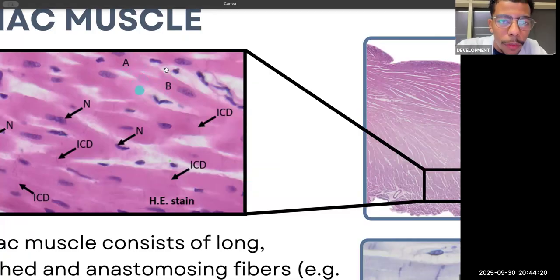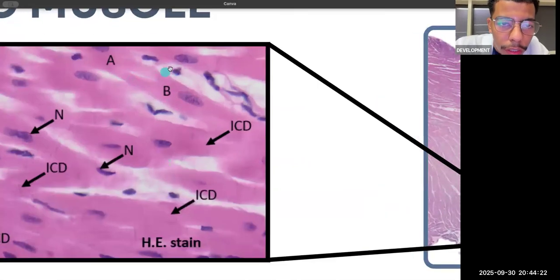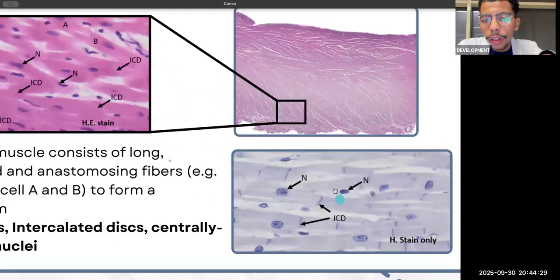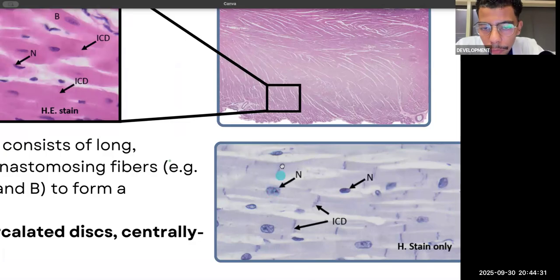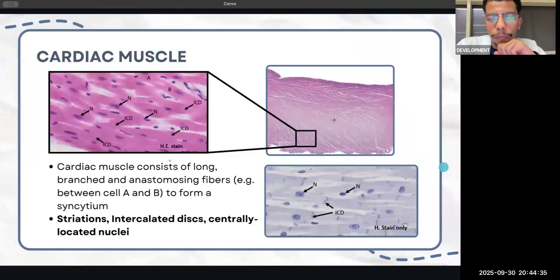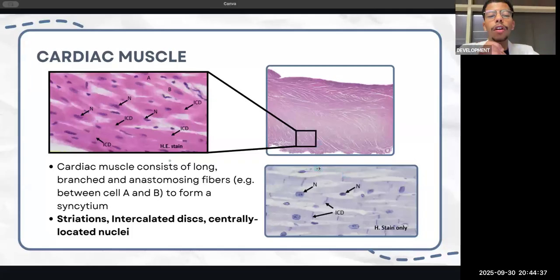Okay, and between them, I don't know, guys, if you can see it, but these are your intercalated discs here. Okay, but they're quite visible here in the H stain. These are your intercalated discs, and they allow the heart to be what? A syncytium. Syncytium means it contracts all at the same time.